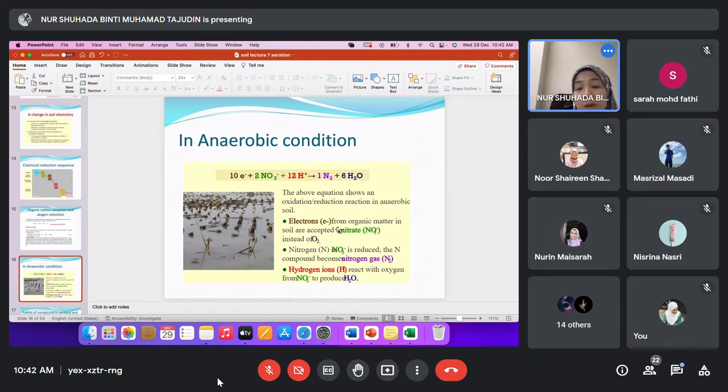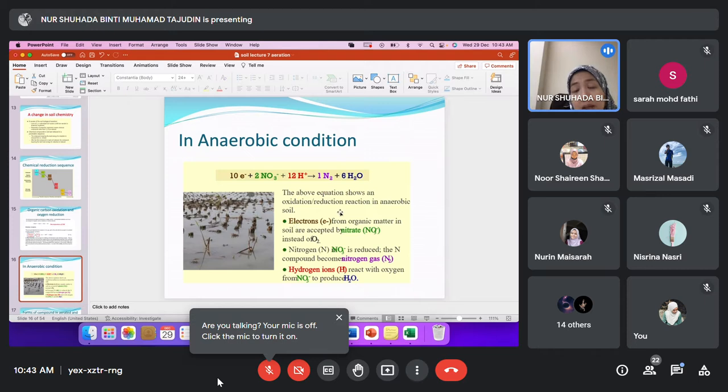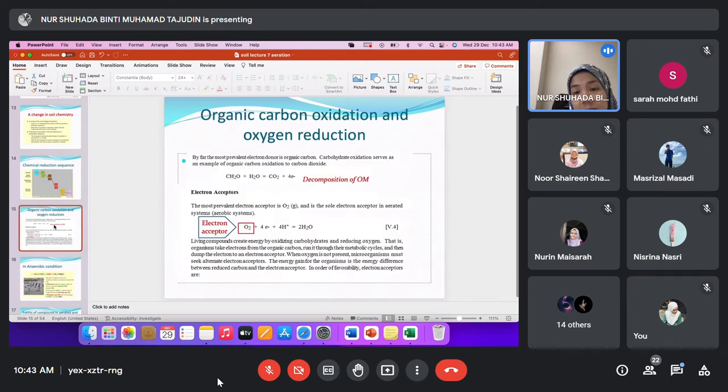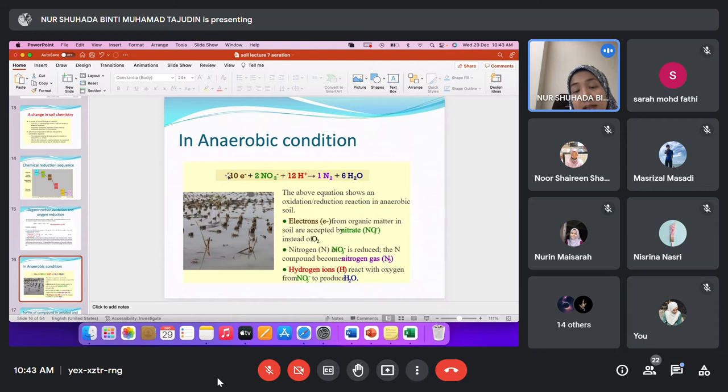So electrons from organic matter in soils are accepted by the nitrate. This is the process if there is a decomposition process in here. In this process decomposition occurs, and decomposition produces electrons. As I said earlier, decomposition produces how many electrons? 4 electrons. Let's say here it produces 10 electrons. Because this is a study, the 10 electrons are accepted by the nitrates instead of oxygen because the oxygen is no more. Under these waterlogged conditions, there is no oxygen. So the nitrates are reduced and changed to nitrogen gases. The hydrogen ion will react with oxygen from the nitrate to produce H2O.